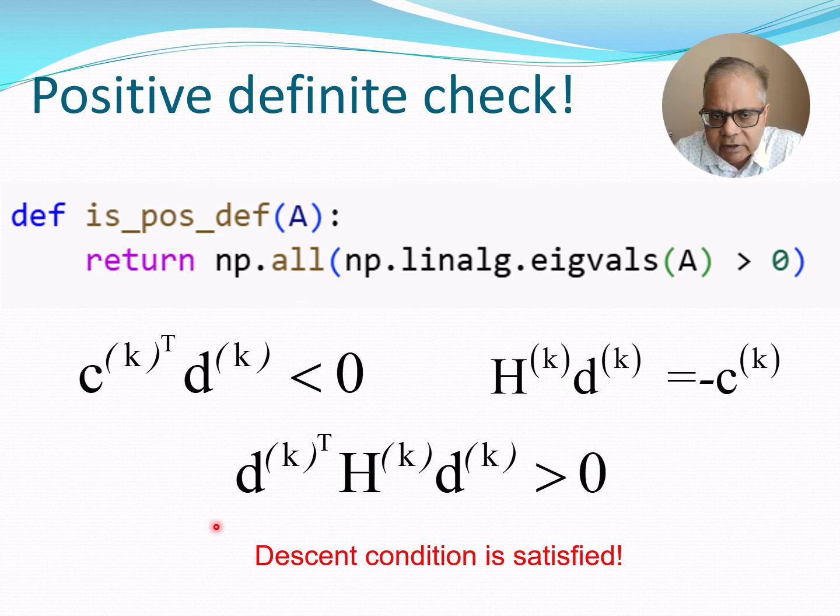Now, why should this H matrix be positive definite? You can see from the line search criteria given here, that is c transpose dk less than 0, or rather I should say the descent condition, that if I take this particular search direction and I combine it with the descent condition, then I'm going to get this expression here, which is nothing but the mathematical form of telling me that H is a positive definite matrix. So this corresponds to a positive definite quadratic form. So if this holds, then the descent condition is going to be satisfied. Remember, the descent condition is c transpose dk is less than 0.